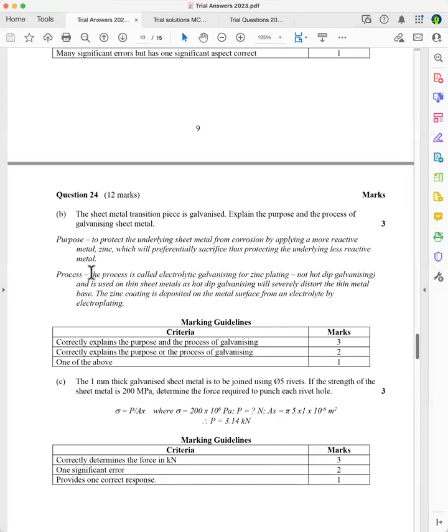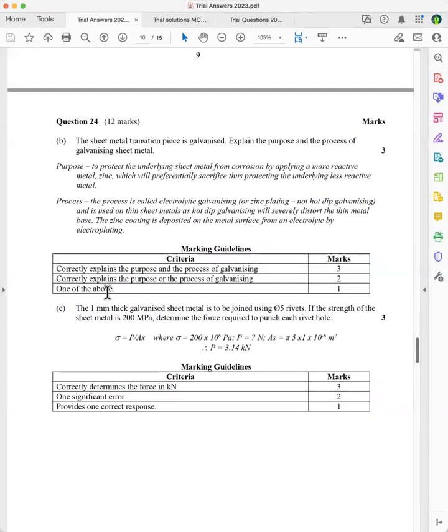And then the process, you've got to explain the process. Now, because it is sheet metal, you don't hot dip it because it will bend it and distort it. You apply the zinc by electrolytic galvanizing, which is explained in the book. So make sure that you study this and answer like this. This is the best way.